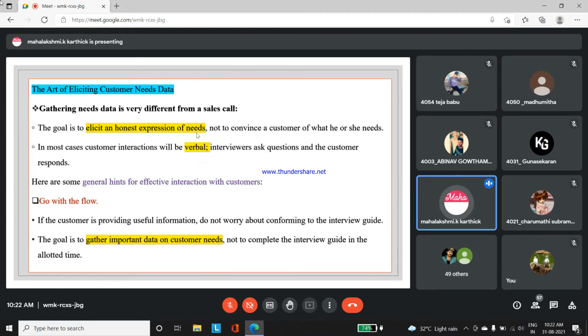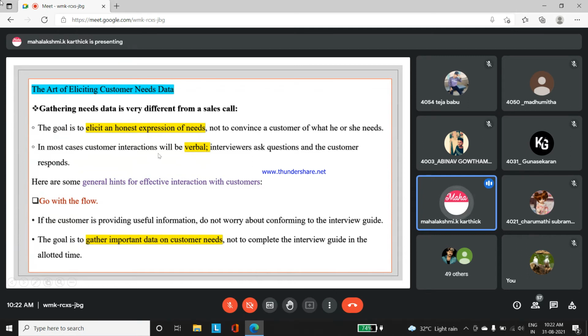Really what the customer's need is, and whether that particular need has been satisfied by the product, should be honestly said to the customer. Then only they will have a good thinking of our product, a good approach. Okay, we can buy the product. They are very truthful in explaining the product. We should not say anything additional that is not involved inside the product features. So not to convince a customer of what he or she needs. It should be honest expressions.